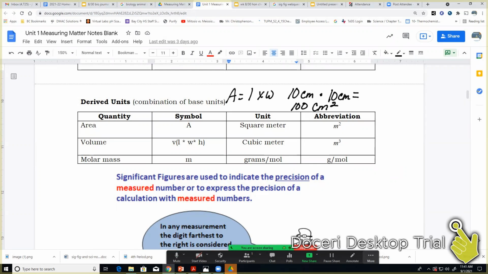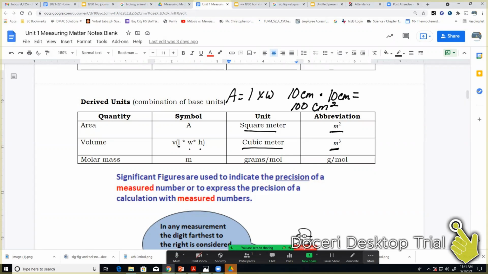So you get derived units from either multiplying or dividing with units. You would not get derived units from adding because those just are carried through. They're not multiplied or divided. So area, that's where I get my square meter, meter squared. Volume, because it's length times width times height, I end up with cubic meter. So it would be my meter raised up to the 3.